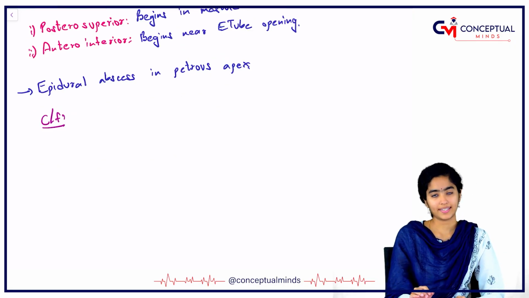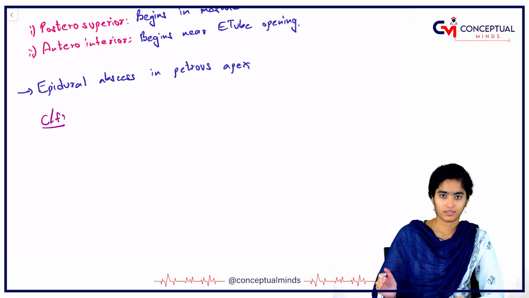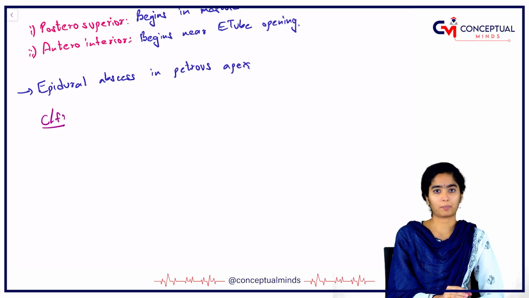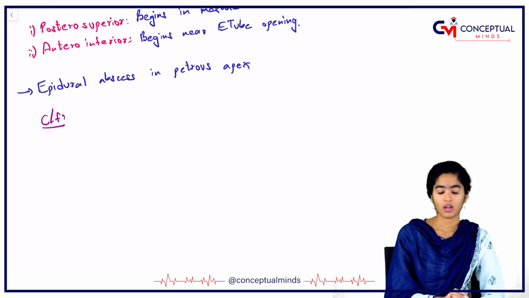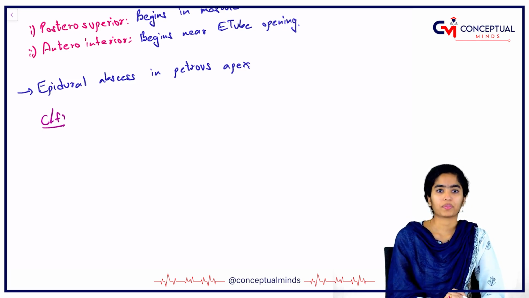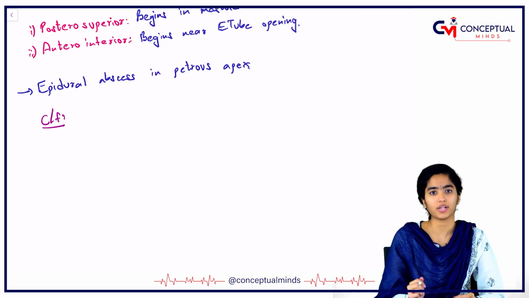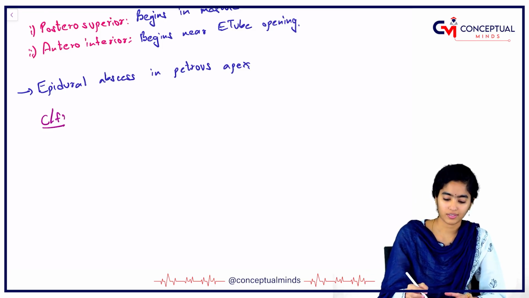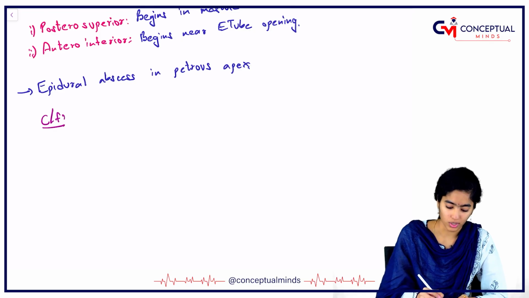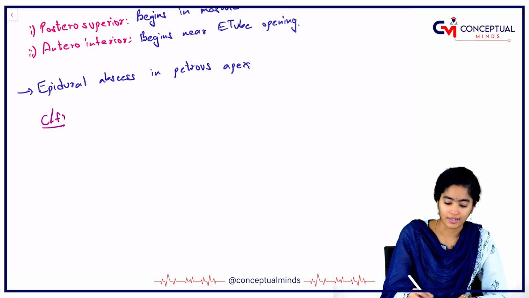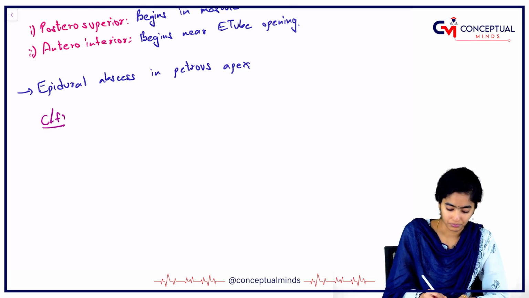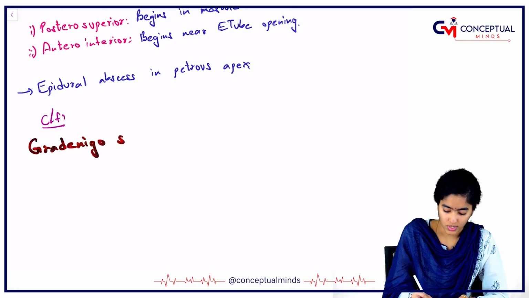Now let us look into the clinical features. What is very important is the route of the infection while traversing from the middle ear into the petrous apex, what all it is involving and what is the result of that involvement. Altogether, this is called a very important syndrome, that is Gradenigo syndrome.